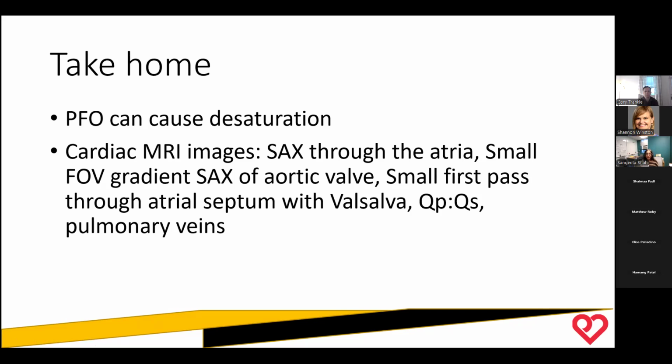So take home, PFOs can cause desaturations. We always think of strokes and things like that, but in the young individual, desaturation is a possibility. Cardiac MRI images to think through, and this will be the theme, is short axis through the atrium. Consider small field of view of the short axis of the aortic valve, which is a really good picture of the atrial septum. You can also do first pass through the atrial septum with Valsalva with a couple of cc's and see if it puffs over to the left atrium. QPQS is important, and pulmonary vein assessment is important.